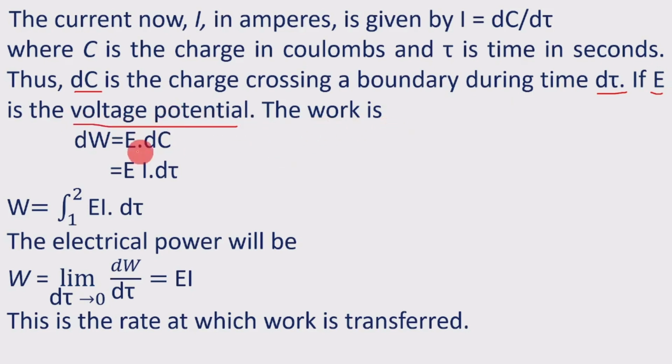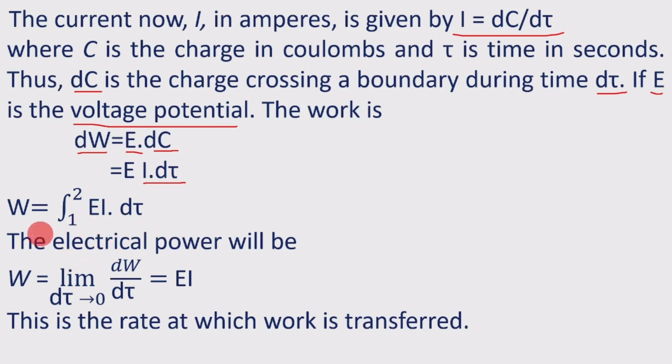Then the work done is given by dW equal to the voltage potential multiplied by the charge crossing the boundary. This charge we can take from the equation dC equal to I into d tau. Therefore dC can be substituted as I d tau, giving dW equal to E I d tau. Then the work done W can be given as the integration from 1 to 2 of E I d tau. This is a small amount of work done, and the total work done can be taken as the integration from 1 to 2 of E I d tau.